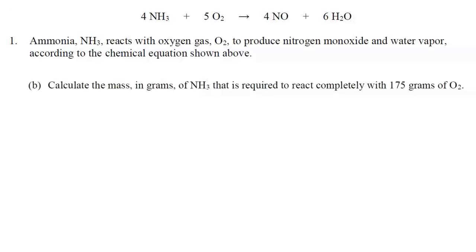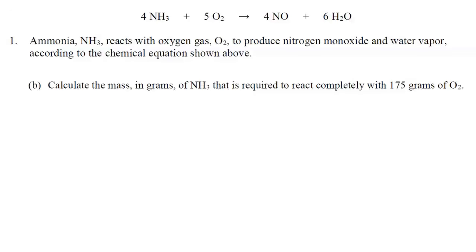Part B says to calculate the mass in grams of NH3 that is required to react completely with 175 grams of O2. So now for part B, we do need to consult the periodic table, because not only will we have to convert from moles of one chemical to moles of another using the coefficients in the balanced equation, but if we have to convert from grams to moles or moles to grams, we need the molar mass. And that calculation comes from the information on the periodic table.